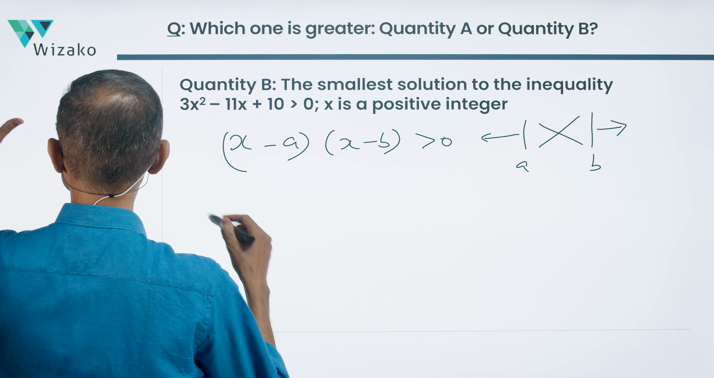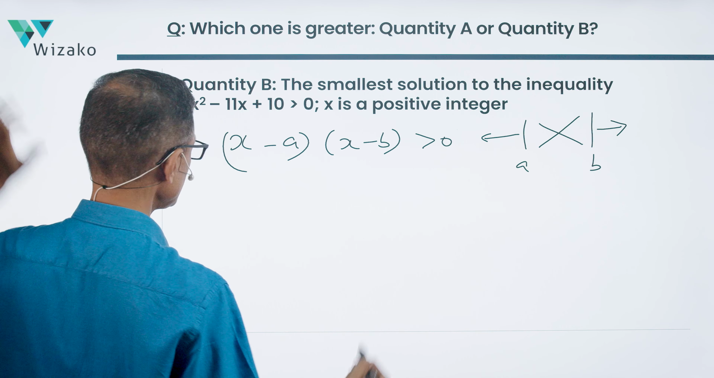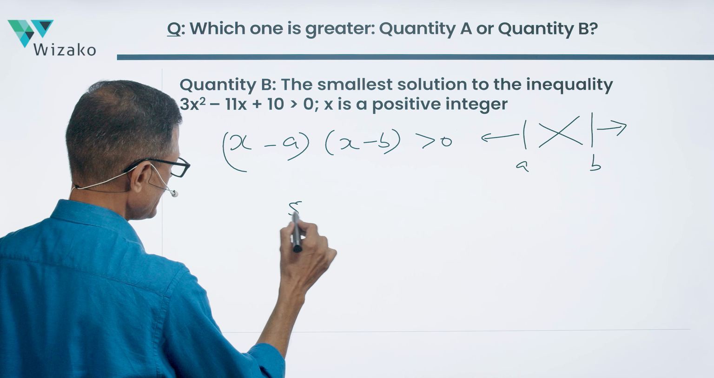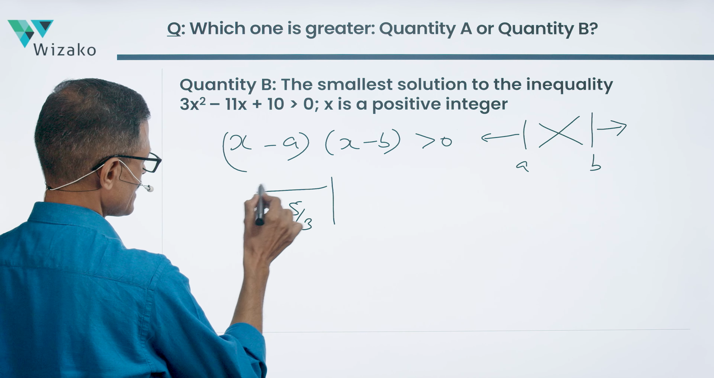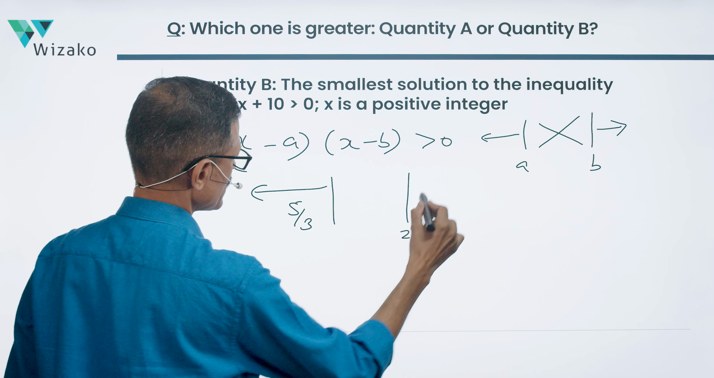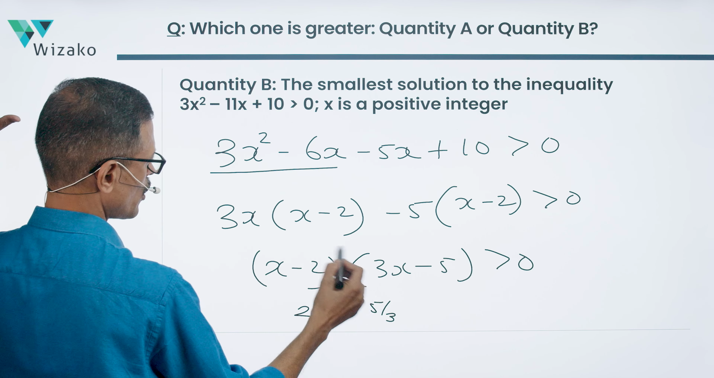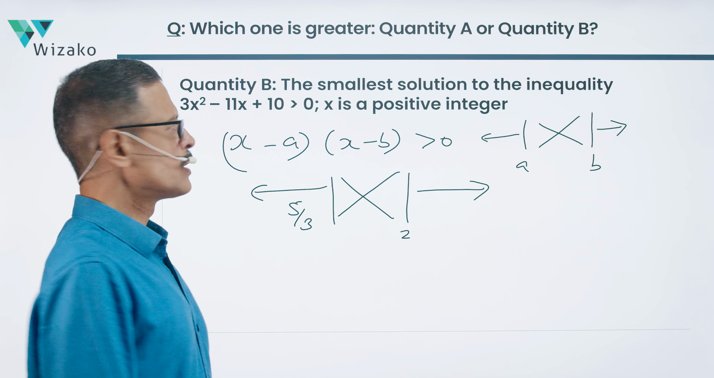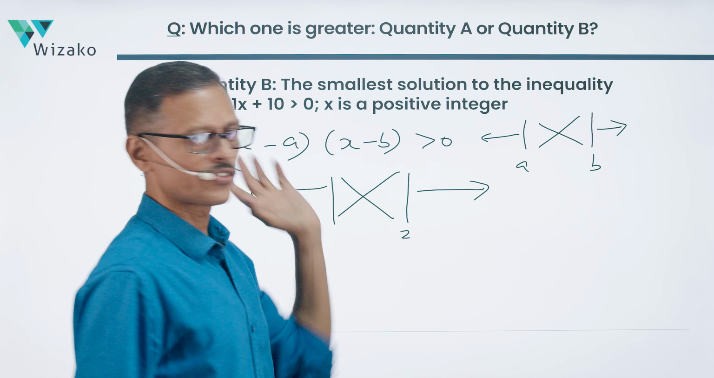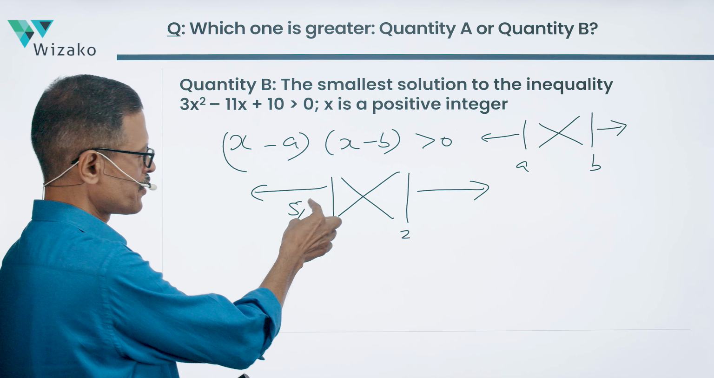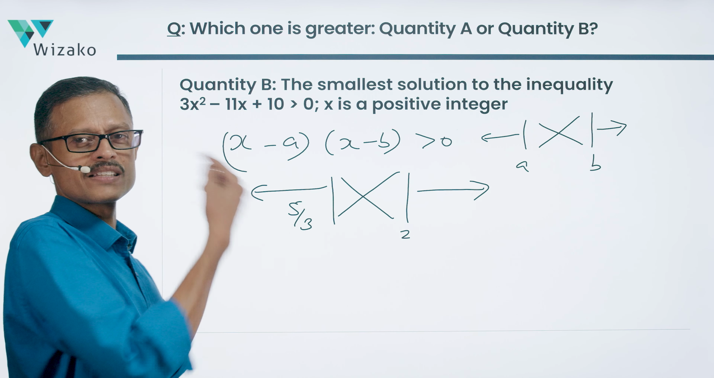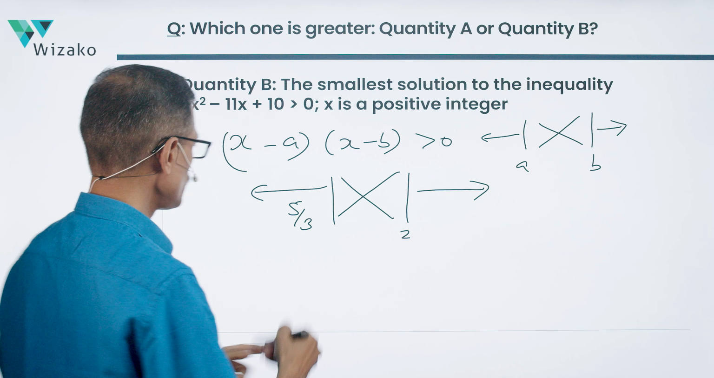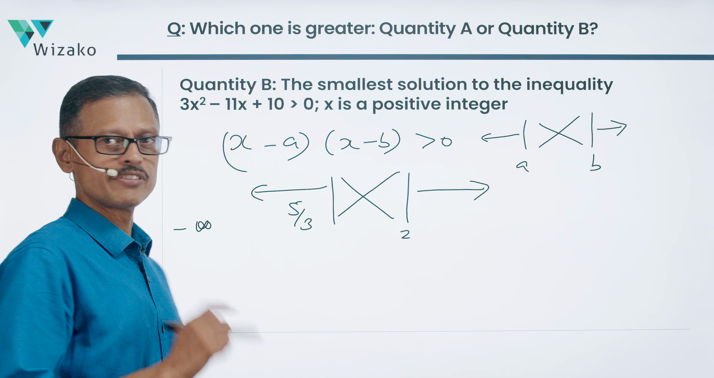So what is the lower root for us? Lower root for us is 5 by 3. So the values of x will be essentially a number which is lesser than 5 by 3 or a number which is greater than 2, right? It will not lie within the roots. It's not going to lie here. What are we looking at? The smallest solution to the inequality. The smallest solution to the inequality can take values which are lesser than 5 by 3. How low can it go? It can go as low as minus infinity.